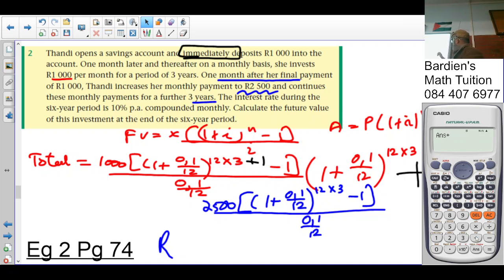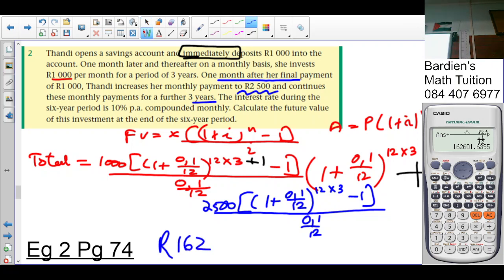That will be added to 2,500 into 1 plus 0.1 over 12, to the exponent 12 times 3, minus 1, over 0.1 over 12. Is that the answer? 162,601 Rand and 64 cents. Okay.